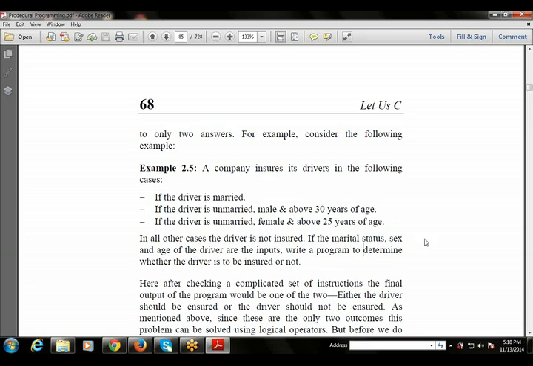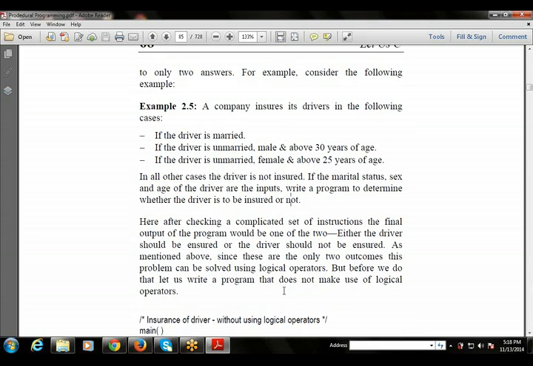If the marital status, sex, and age of the drivers are taken as the input, write a program to determine whether the driver is to be insured or not. That is, check whether the driver is insured based on the given conditions, married or unmarried. So more than one condition is used for the drivers. Here, after checking a complicated set of instructions, the final output of the program would be one of two: either the driver should be insured or the driver should not be insured.